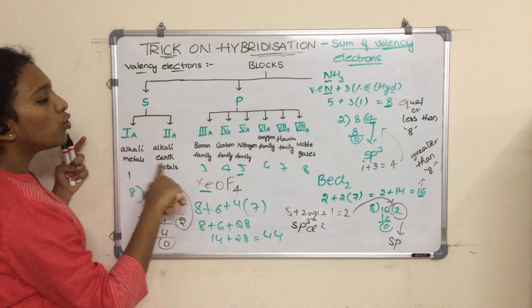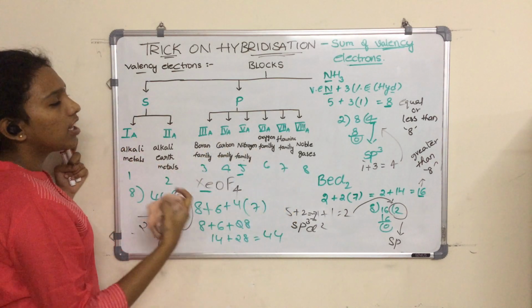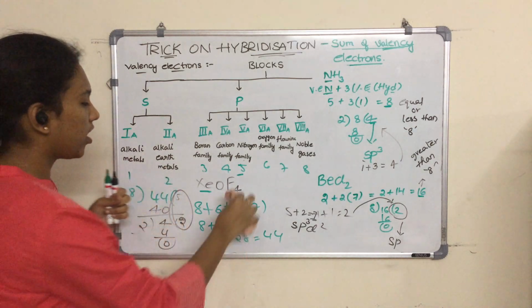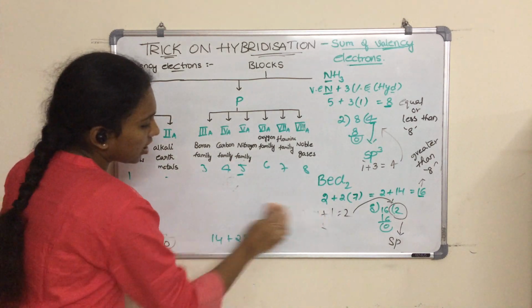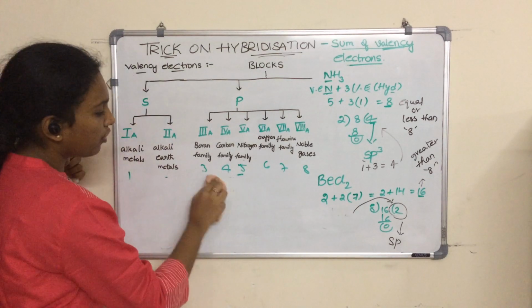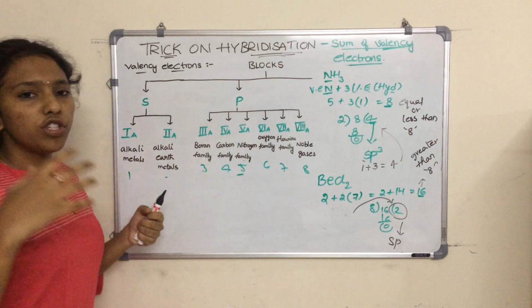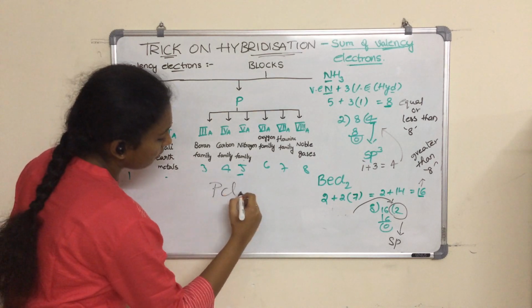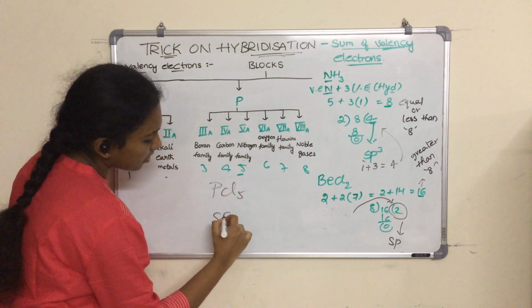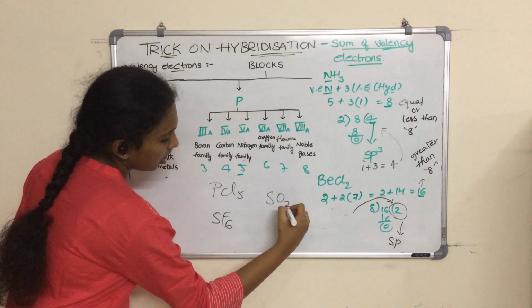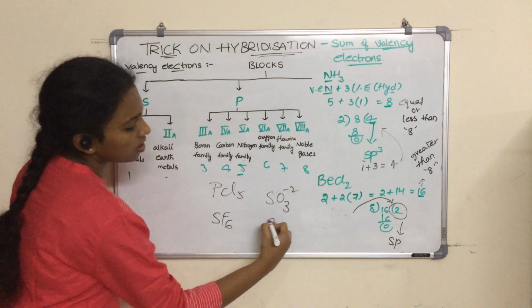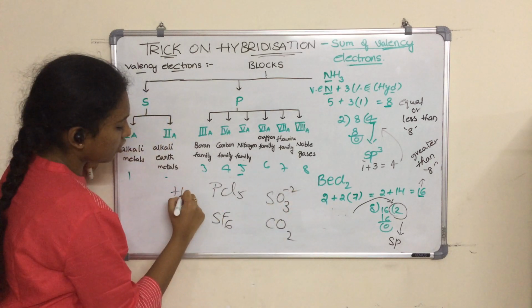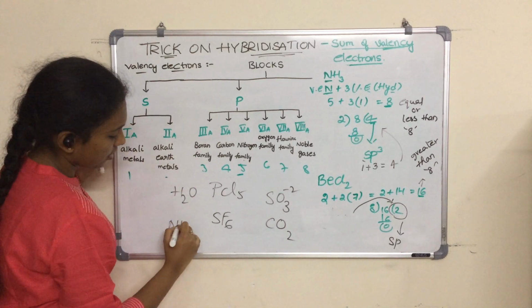Okay, this is the easiest trick. I think if you know this table, then you can crack your JEE very easily. So now I can give you molecules which you can test yourself. Your problems are PCl5, SF6, SO3 2 minus, CO2, H2O and H3.